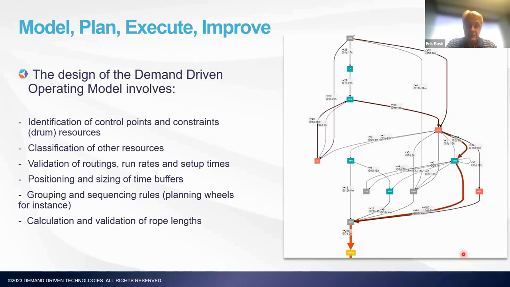You can have sequencing rules as well that you need to respect, things like sequences as in color operations or allergens or other factors like that. You want to make sure that you're respecting those in how you build out your schedule. And then obviously one of the things in generating the schedule is that it generates the length of the rope. What is the duration of time from when we first release that order to when it should be completed in the system? And those rope lengths are very useful for us.